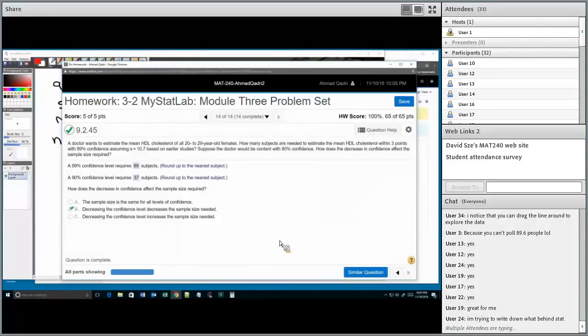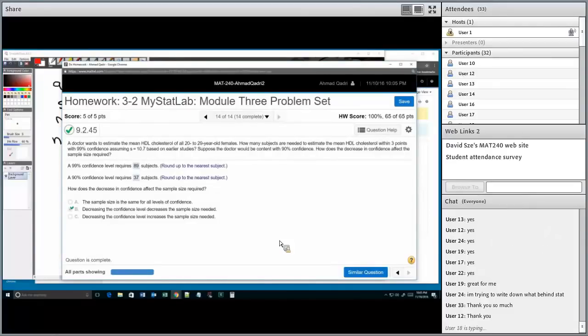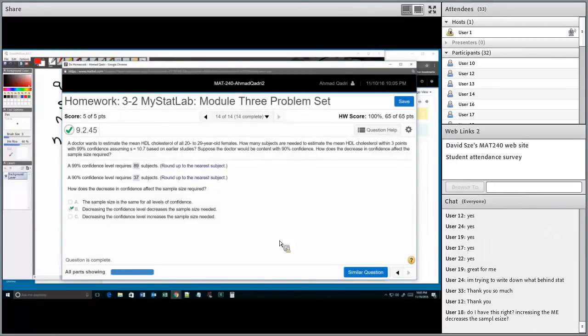Actually, I feel like the confidence interval for mean is easier to calculate than proportion, isn't it?